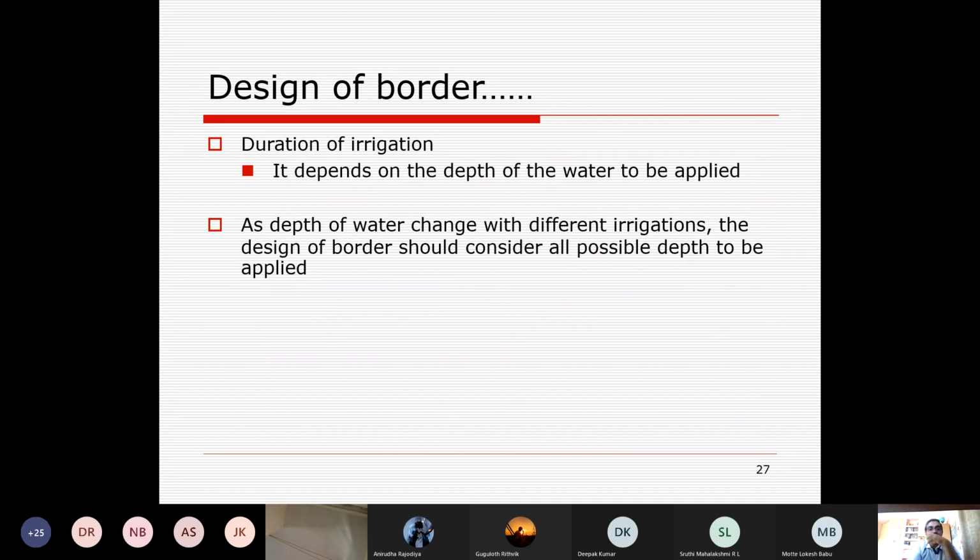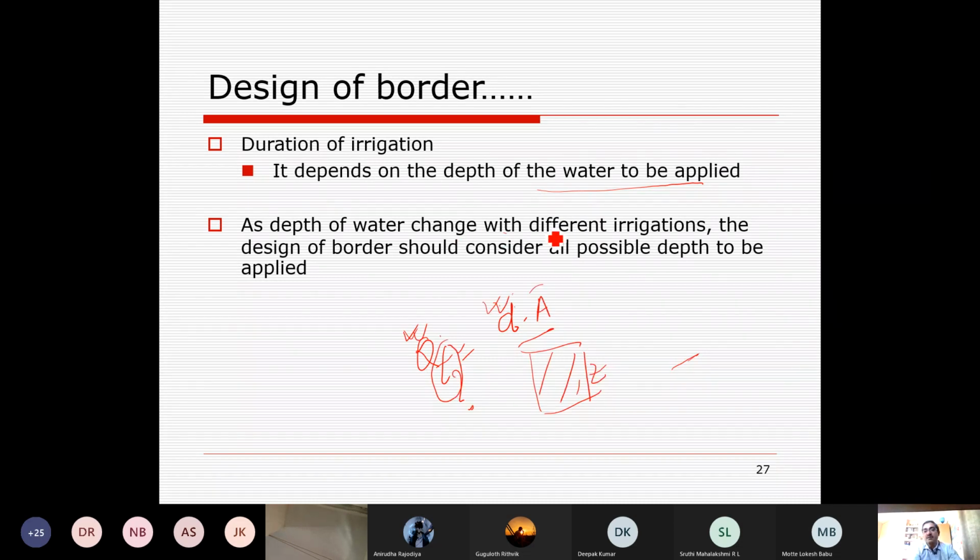Duration of irrigation depends on the depth of water to be applied, D, and we know the discharge Q. So for the duration, Qt is equal to D into A. So you can find out the discharge rate that is required to apply water in the field up to root zone depth, and the time for which we should divert this stream to the field to get proper irrigation efficiency under border irrigation.